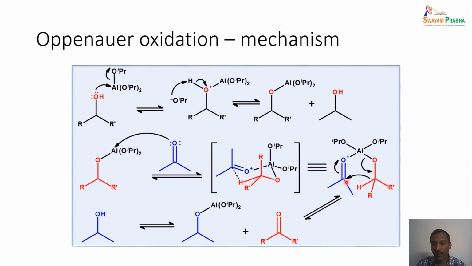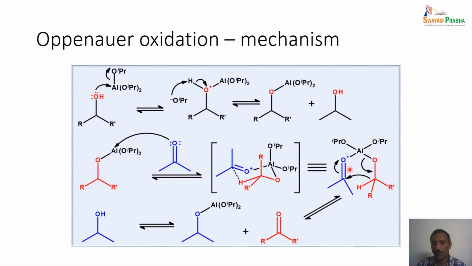Now the bond between aluminium and oxygen is broken, which leads to the double bond in this particular case. So the secondary alcohol is oxidized to the ketone as shown here. When this bond breaks, we end up with the corresponding ketone derivative. This is our final product, shown here in red.